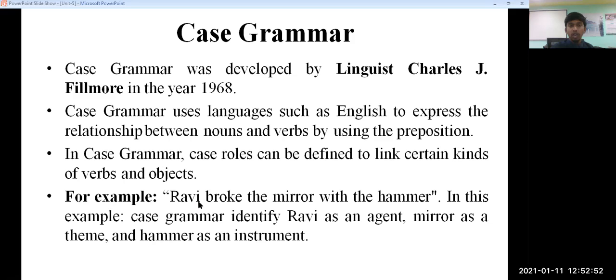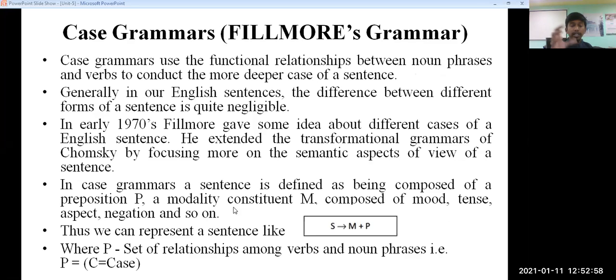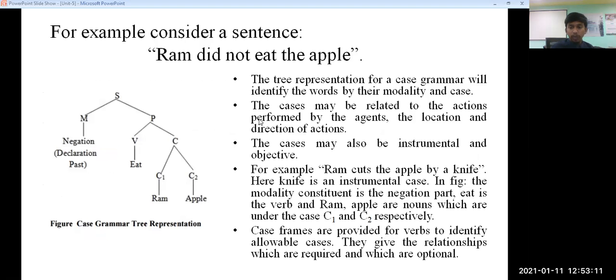Ravi is the noun and broke is the verb here. He is doing some action. That can be identified by using the preposition, called P here, where P implies C, that is your case. Now let's look into one more example to understand the concept of case grammar.